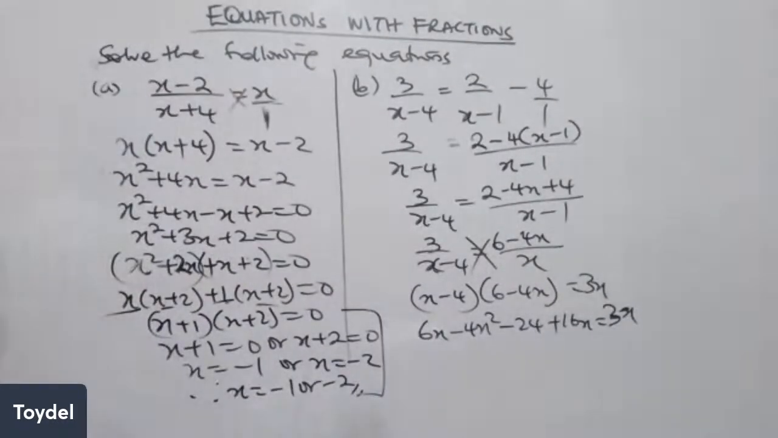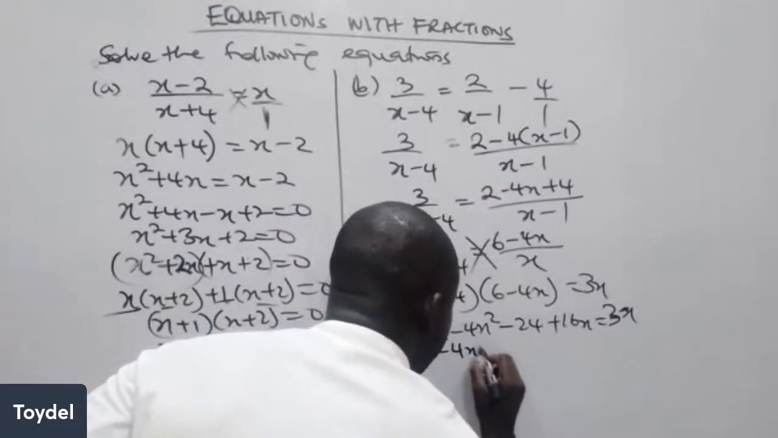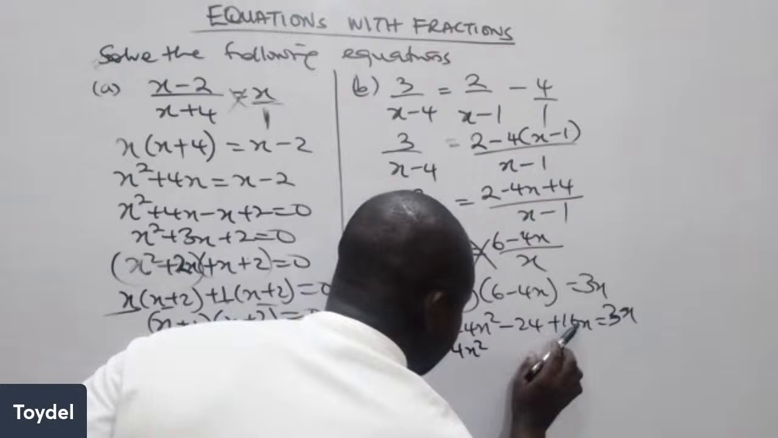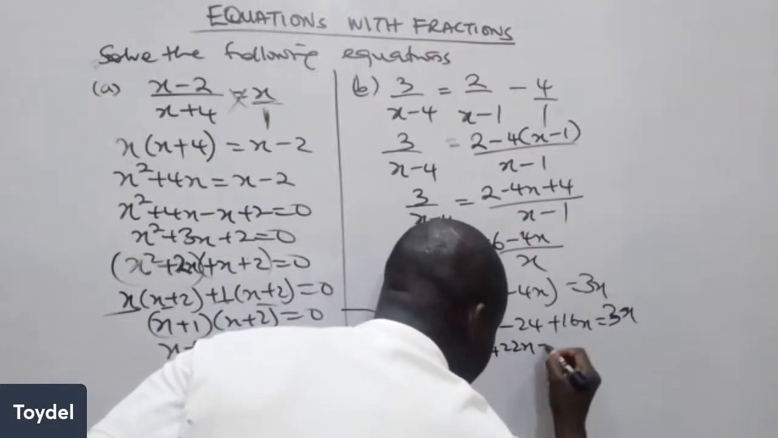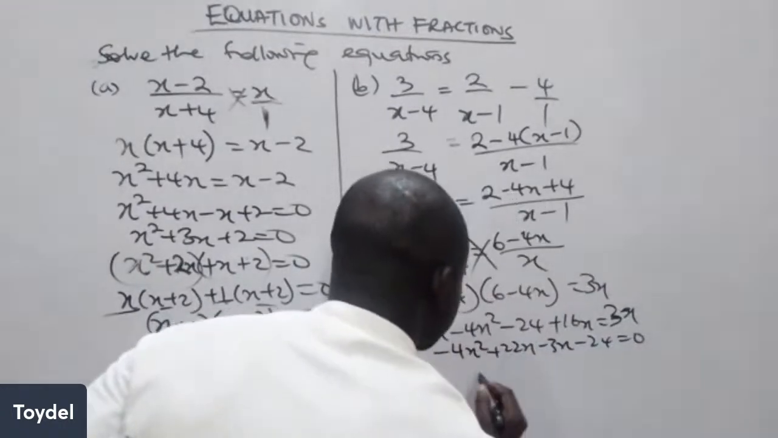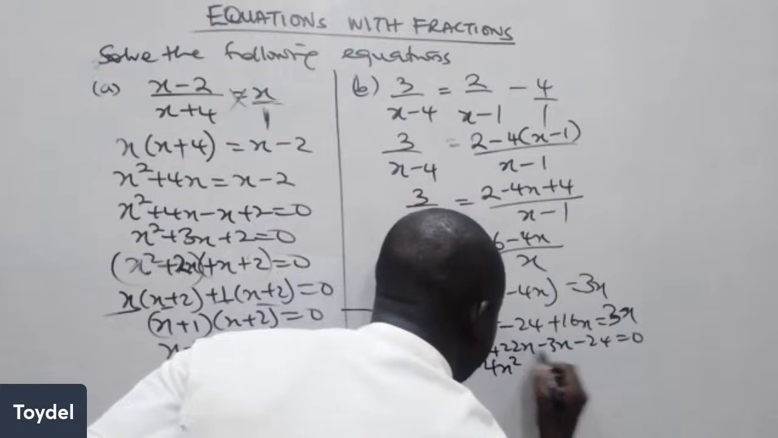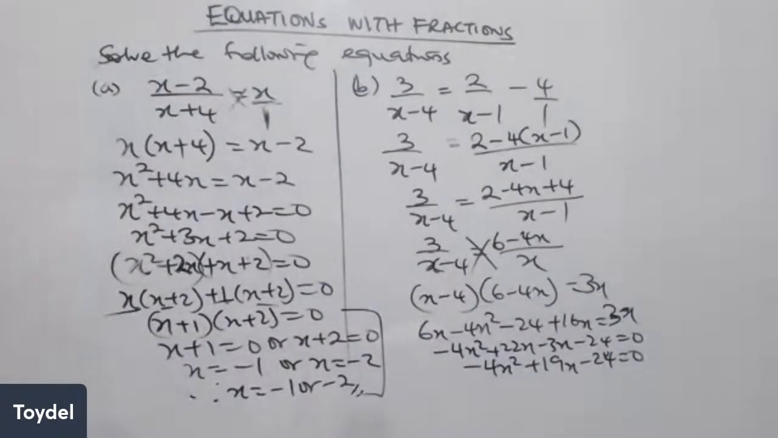That's what I'm going to get. So please, let's look at it very well. Then I can bring everything to one side, so that I have minus 4x squared, 6x plus 16x, that is plus 22x. I can bring in minus 3 to be minus 3x. Then minus 24 equal to 0. So at the end of the day, you have minus 4x squared plus 19x minus 24 equal to 0. That's what I'm going to get there.